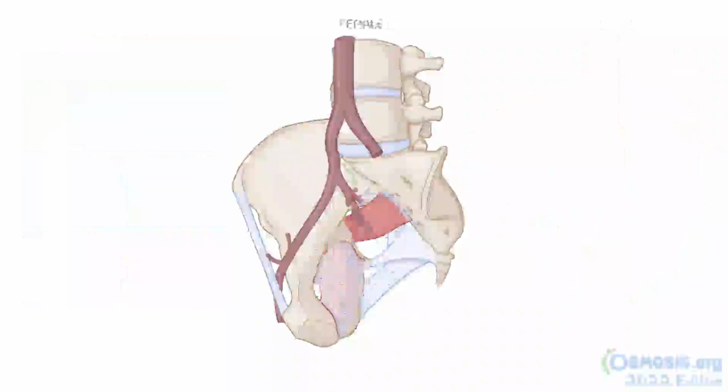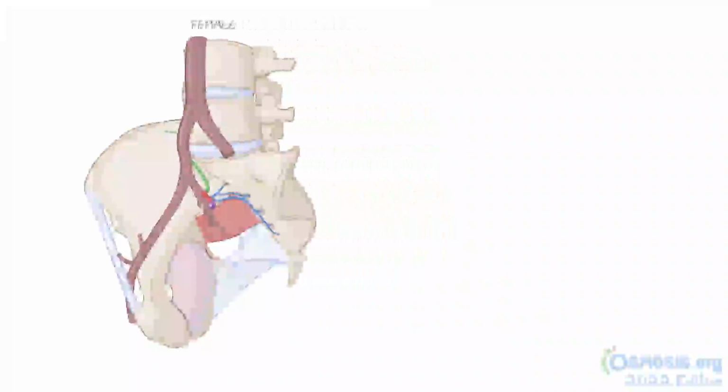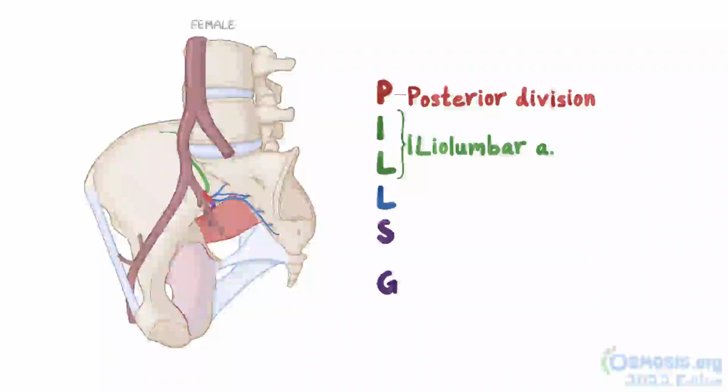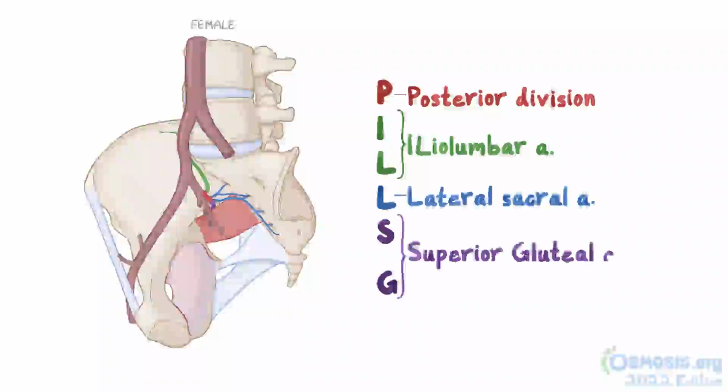Next are branches off the posterior division, which can be remembered with the mnemonic PILS G. P means that this mnemonic is used to remember the branches off the posterior division. IL is for the iliolumbar artery. L is for the lateral sacral artery, and SG is for the superior gluteal artery.